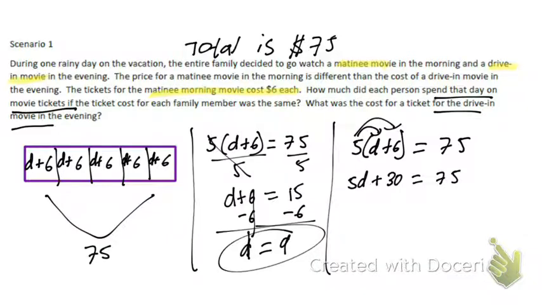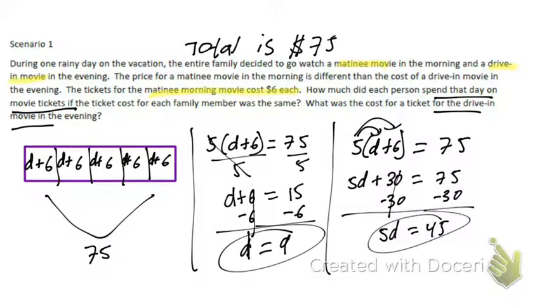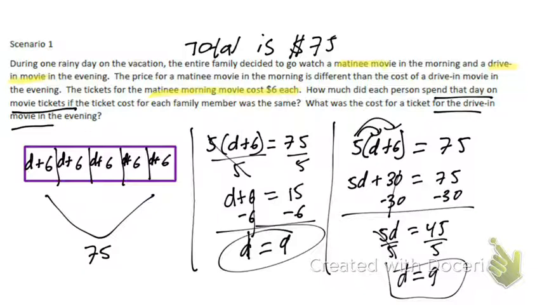Here, get D by itself. Subtract 30 from both sides. Here, 5D equals 45. This means 5 drive-in tickets cost 45, right? Divide both sides by 5. And we get 9. So each drive-in ticket, again, costs $9. We solved it 2 different ways. Alright, so make sure you guys have that.